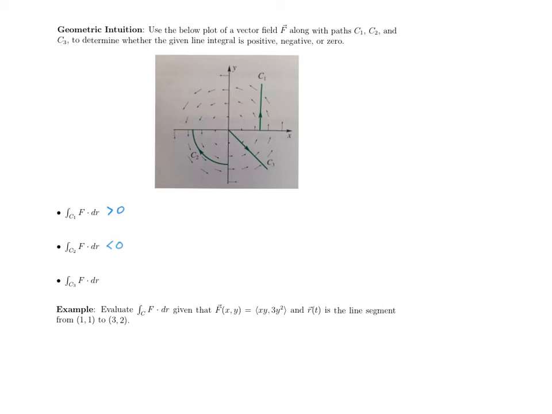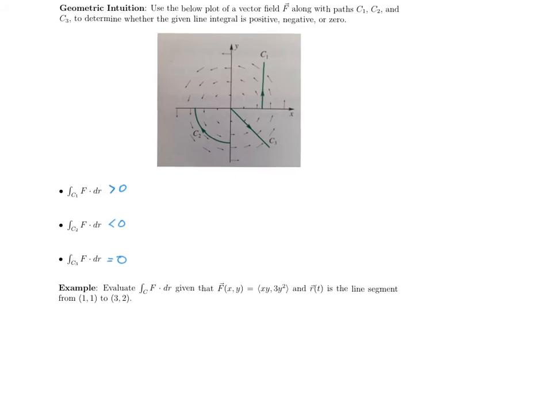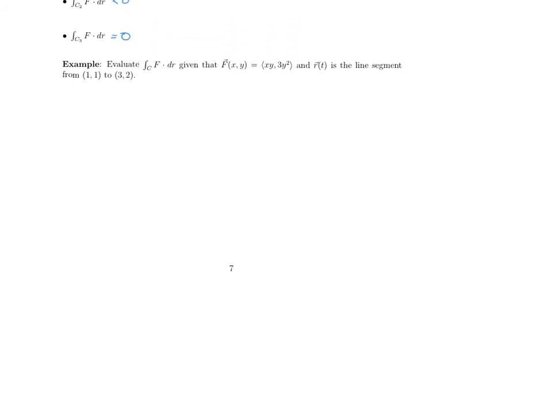And for C3, you're essentially moving perpendicular to the vector field. So it's not helping the motion, but it also isn't hindering the motion. So that would be a prime example of zero work being done. So it's important to note there is this kind of physical interpretation of calculating work. With that being said, let's finish our discussion with one more example to get some additional practice.